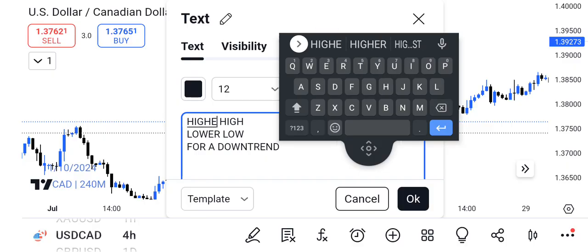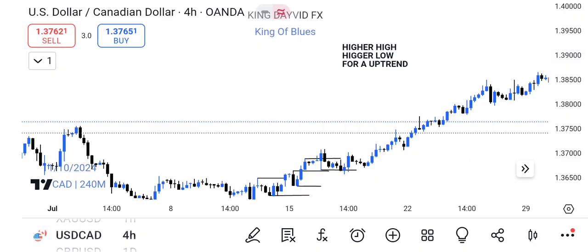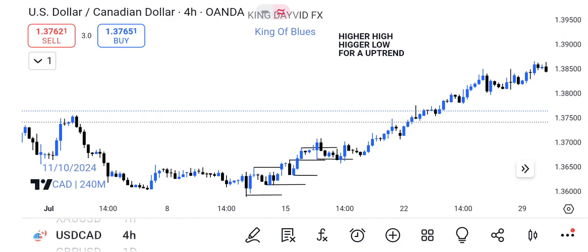Higher high and higher low for an uptrend. All right, do you get that now? So this is the formation for an uptrend. We want to see the formation of higher highs and higher lows.